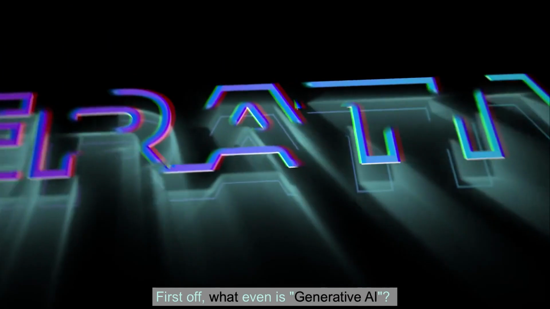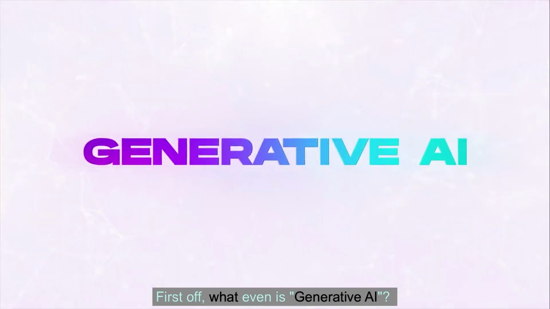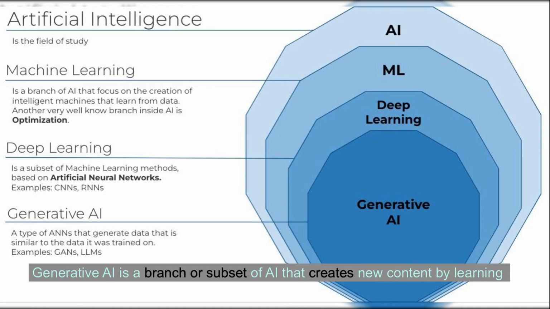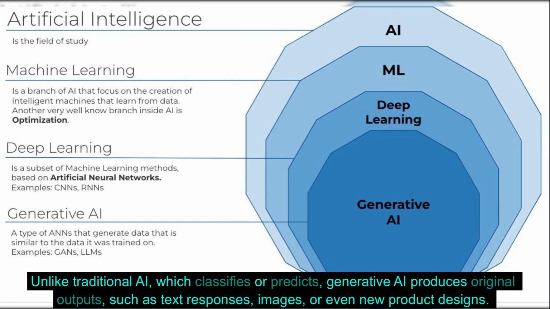First off, what even is generative AI? Generative AI is a branch or subset of AI that creates new content by learning patterns from large datasets. Unlike traditional AI, which classifies or predicts, generative AI produces original outputs, such as text responses, images, or even new product designs.